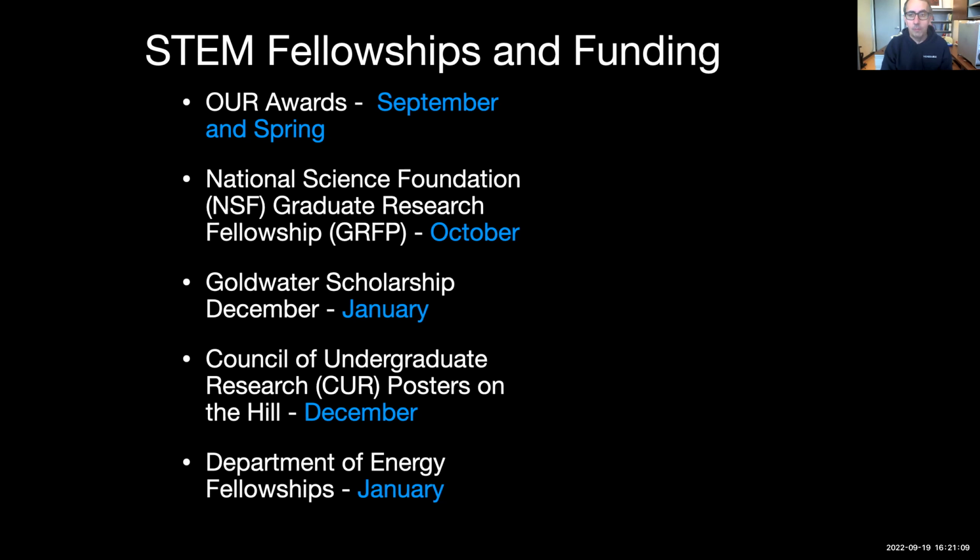And then there's a couple more that I've put up here. I'm kind of a STEM person myself, so it's a little bit STEM centric. There's other fellowships on the OUR website that Dr. Creamy pointed out. The Council of Undergraduate Research Posters on the Hill, I think that one is broadly speaking open to people of many different disciplines. That one will be in December. That program is changing too, so I'm not sure what its current status is. It used to be in person prior to COVID, and I think it's in flux. I'm not sure what it's going to amount to this year. And then there's also the Department of Energy fellowships that will be coming up in January, also for rising seniors who are thinking about graduate programs.